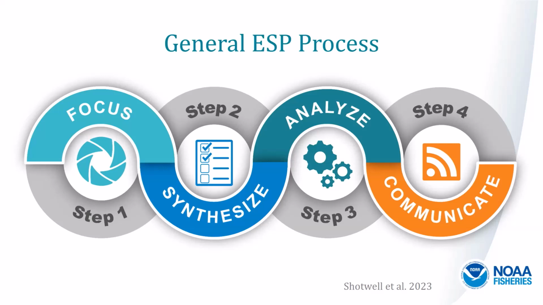So we have 4 general steps to the ESP process, and I'll be giving specific examples of how these steps were implemented in both Alaska and the Northeast. But first, just to give a general overview, we start out by developing a list of priority stocks in the focus step, which is conducted by reviewing the available information on stocks and combining that information with regional priorities to develop a short list of target stocks for ESPs.